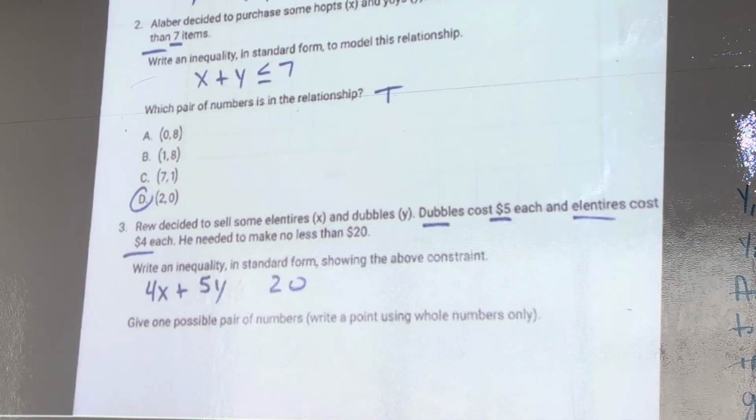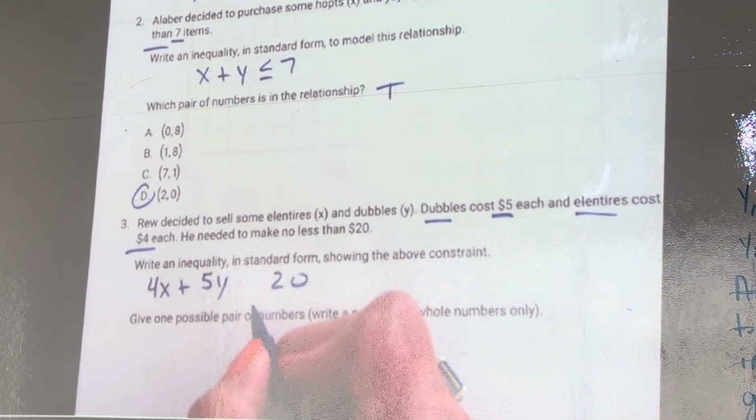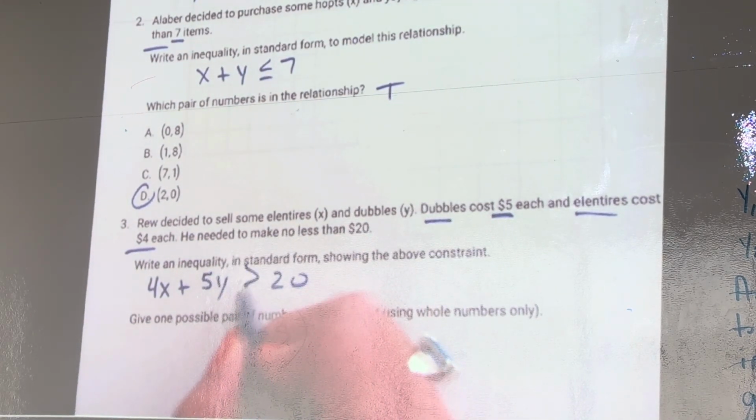So no less than. Greater than or equal to. No less than. So if you need no less than $20 to go to the movies, is it okay if your dad gives you 100? Yeah, but you can't have no less than 20. Wait, sorry. So it is greater than or equal to.